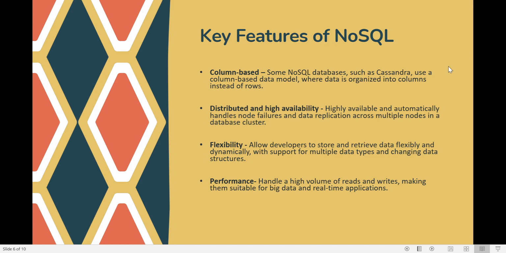So some more points are there. Column based. Some NoSQL databases such as Cassandra use a column based data model where data is organized into columns instead of rows. Distributed and high availability. High availability means highly available, and it automatically handles node failures and data replication across multiple nodes in a database cluster.